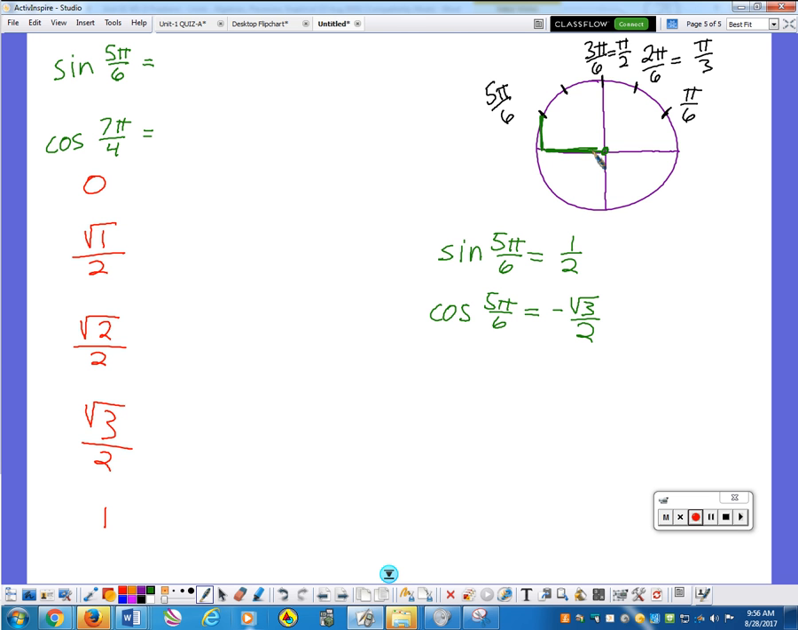You just keep talking, you're doing great. When I get to the sine, it's the up and down. It's the short distance, so it's 1/2. Because I went up, it's positive.